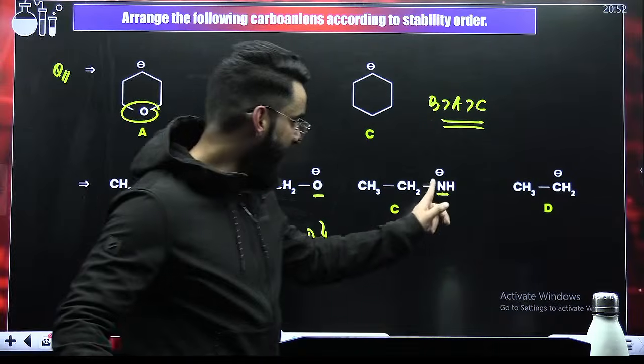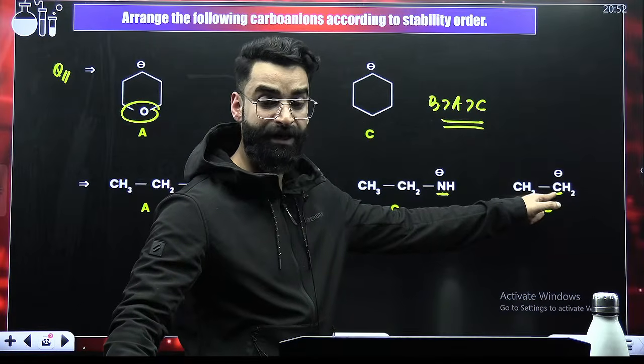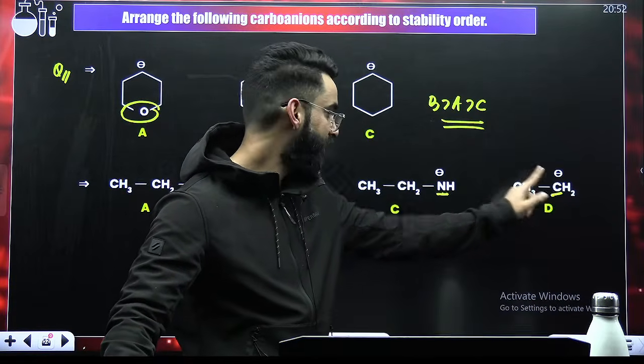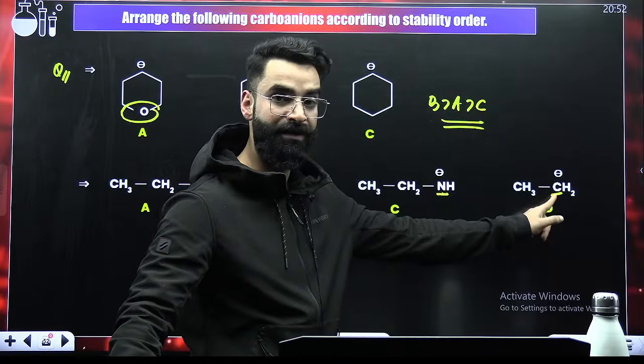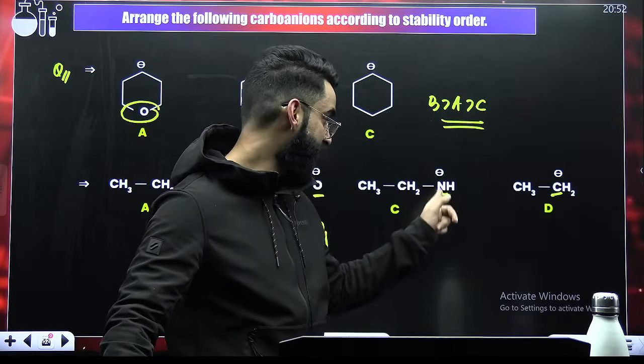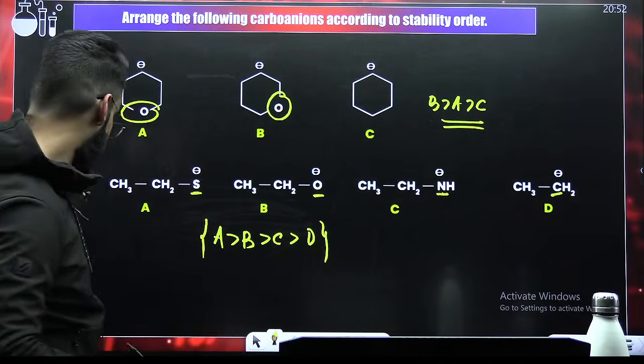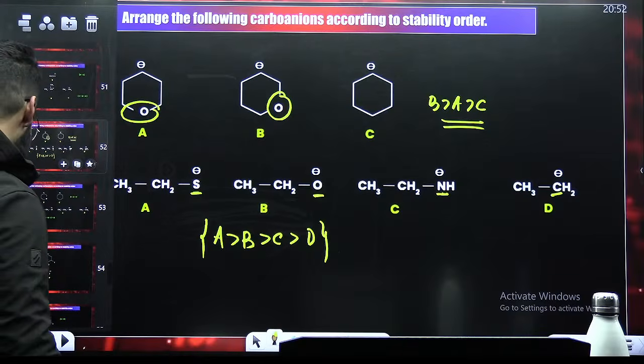Did you understand? Among nitrogen and carbon, they belong to the same period. In the period, electronegativity plays a role, right? Nitrogen is more electronegative than carbon. Negative charge is more stable on the more electronegative atom. So I would say negative charge is more stable here than on this. So C is more stable than D. Correct?